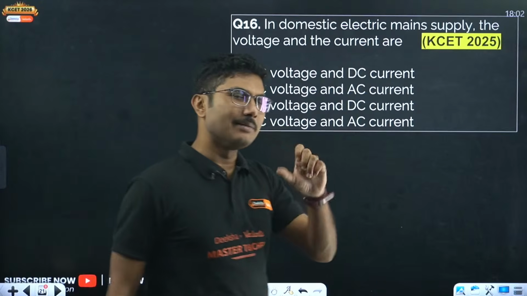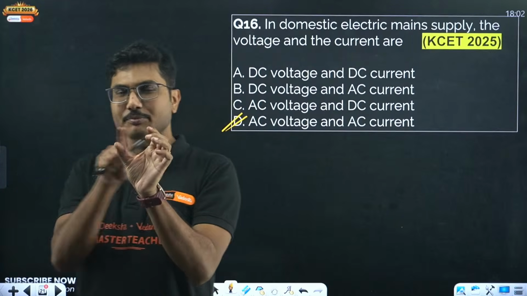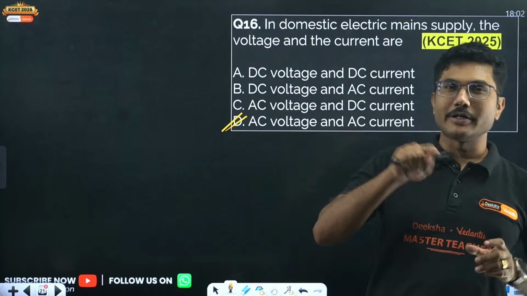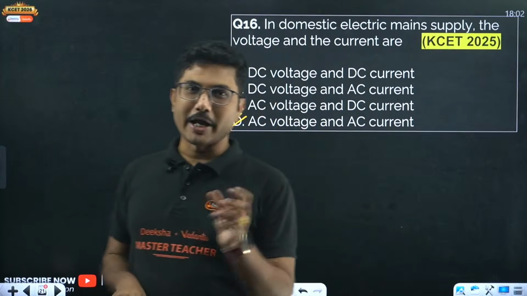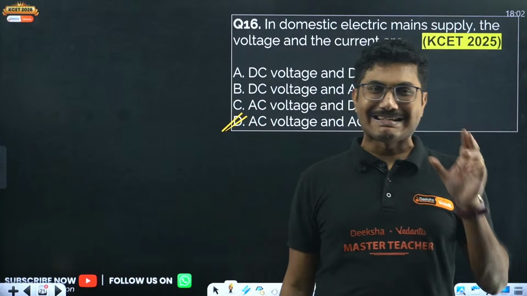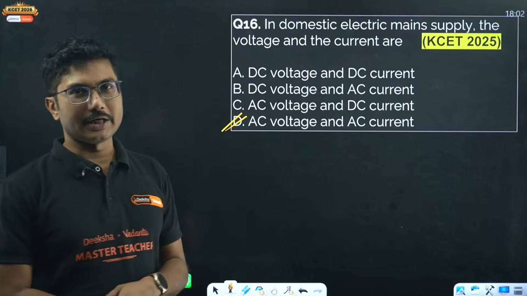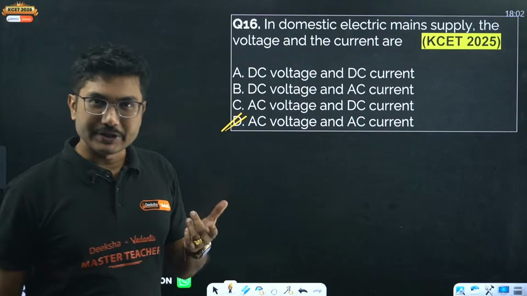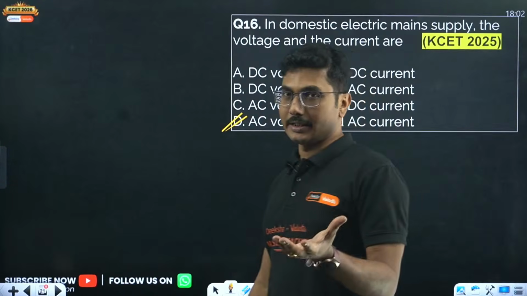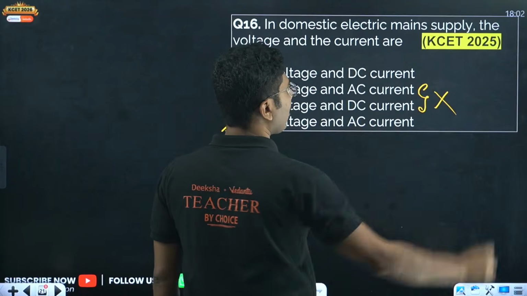Have you ever read the mobile charger? Next time when you charge your mobile phone, just check, there are some specifications written on the device: 220 volt, 0.1 ampere to 5 volt, 2 ampere, like that. So it always takes AC voltage, AC current. AC voltage cannot give you DC current, and DC voltage cannot give you AC current either. So it has to be either DC voltage, DC current, or AC voltage, AC current. These combinations are not possible.